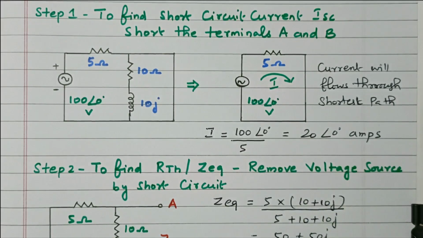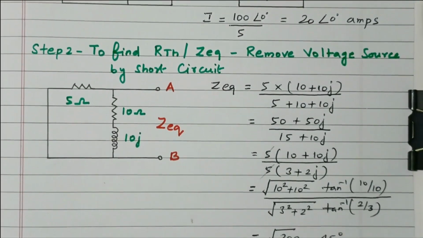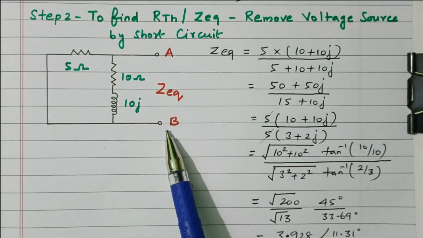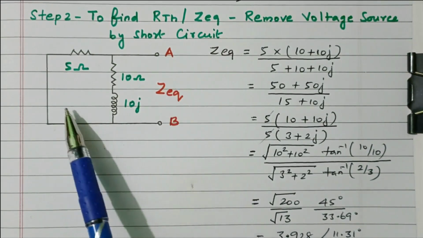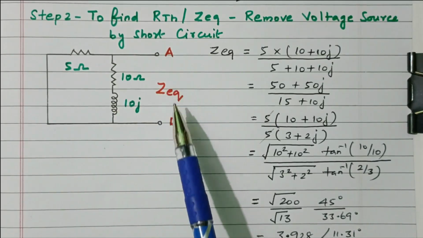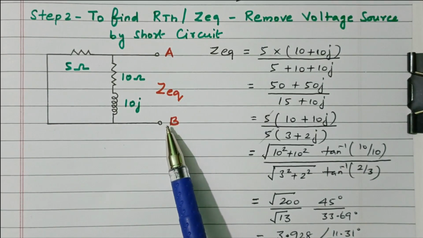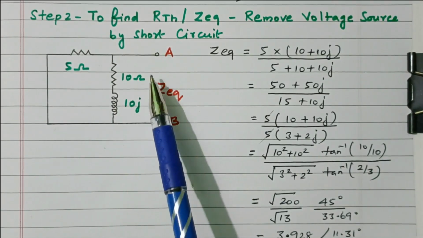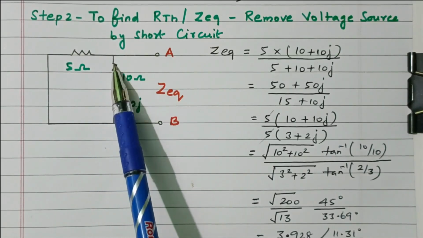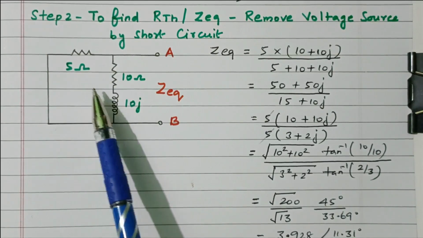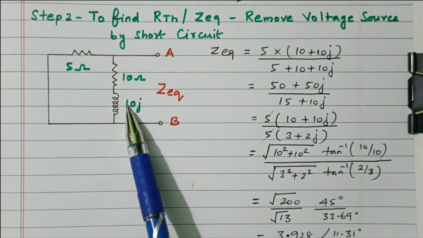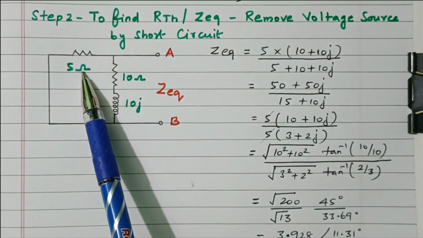Now next we will find the Thevenin impedance. ZTh is nothing but the impedance across A and B with the source removed. Now that the voltage source is removed, we need to find the equivalent impedance across the load terminal AB. By seeing this diagram, we can easily say that at this point the current is diverted. So these two are in parallel, right? This 5 ohm is in parallel with 10 ohm plus 10J, resistor and inductor. These two are connected in series, and that is in parallel with the 5 ohm.